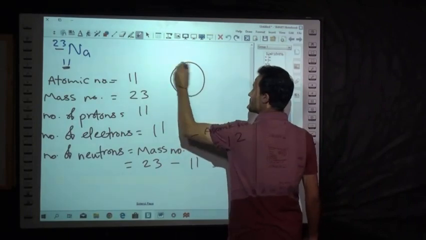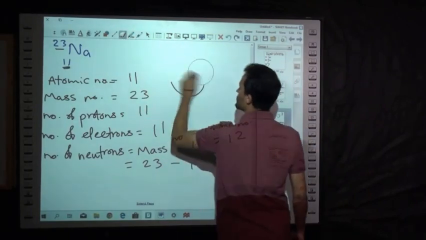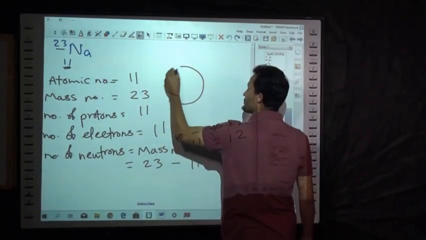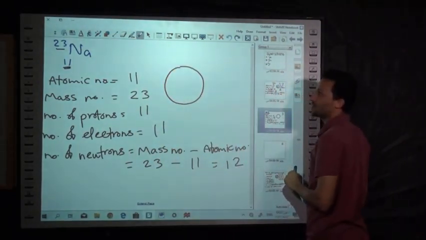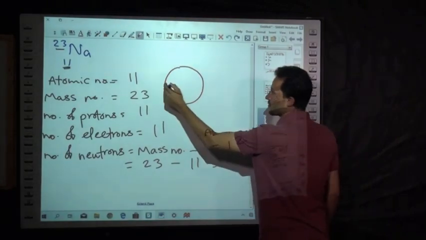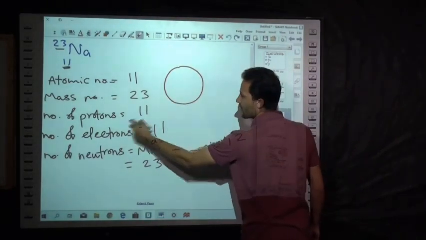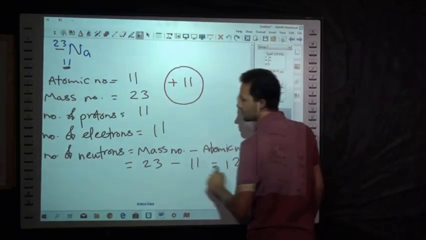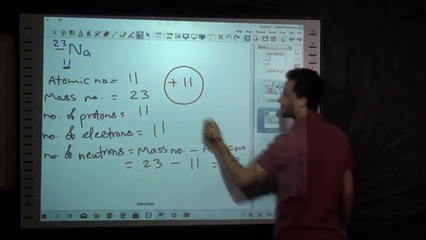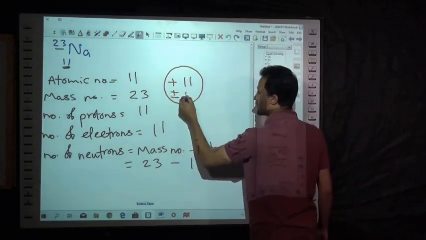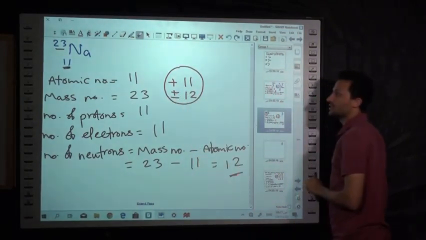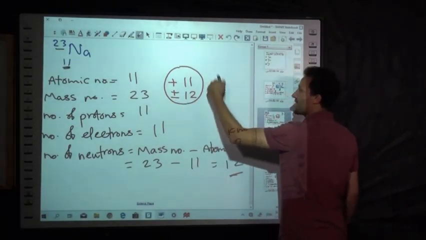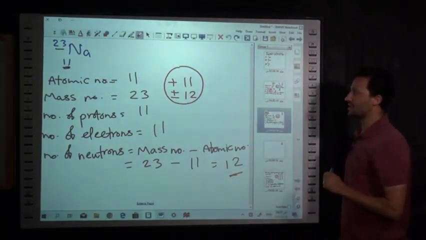First of all, let's draw it with a different color. First of all, draw the atom nucleus, and we'll put protons. We have 11 protons with positive charge, then 12 neutrons, and we said neutrons are neutral, they don't have a charge. This is the nucleus. Then let's draw the energy levels with electrons.